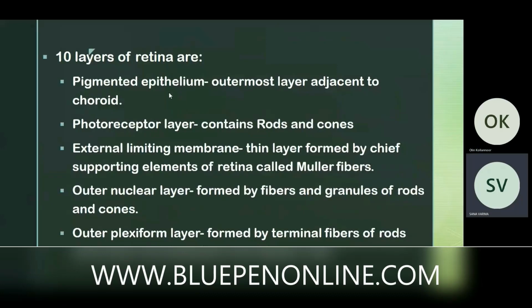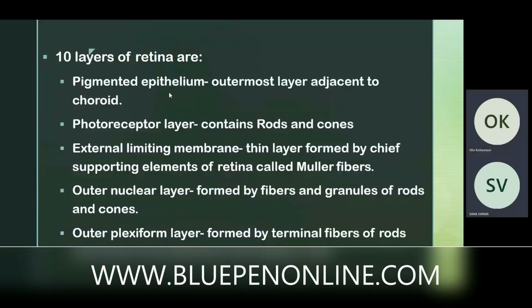Then comes the photoreceptor layer that contains the rods and cones. Then comes the external limiting membrane. Then the outer nuclear layer formed by fibers and granules of rods and cones. The external limiting membrane, then the outer nuclear layer, and the outer plexiform layer: these three layers contain the photoreceptor parts, the various parts of rods and cones, their axon part, and so on. So these three layers have those areas of rods and cones.